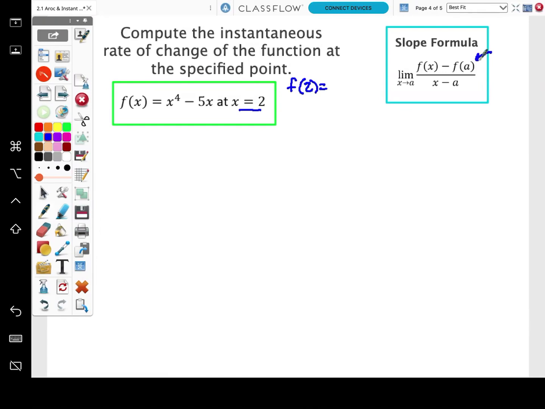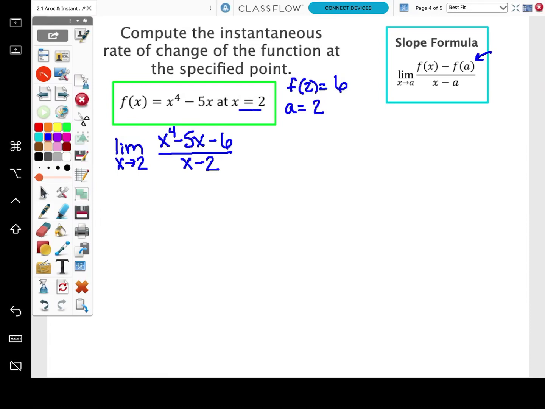And since we're going to need that f of a value in our formula right up top, we're going to calculate that right now. 2 to the fourth, 16 minus 10. So f of 2 is going to equal 6 when our a is 2. So we're going to start limit x approaches 2. So x will always stay x in this formula. A is what becomes 2. F of x is just our function definition, so x to the fourth minus 5x, and f of 2 was 6, so I'm going to subtract 6 over x minus 2.